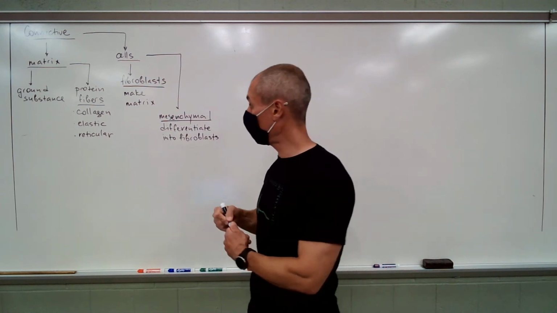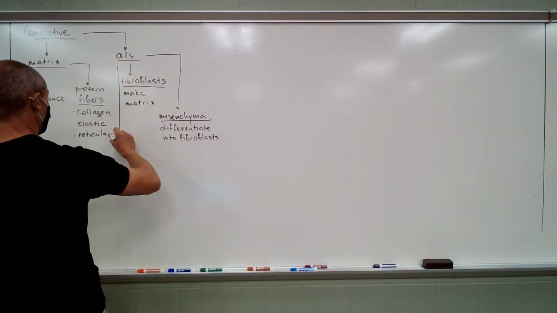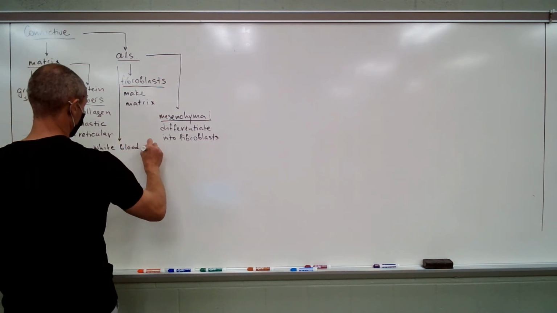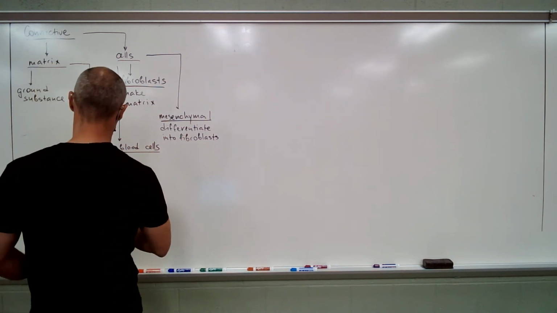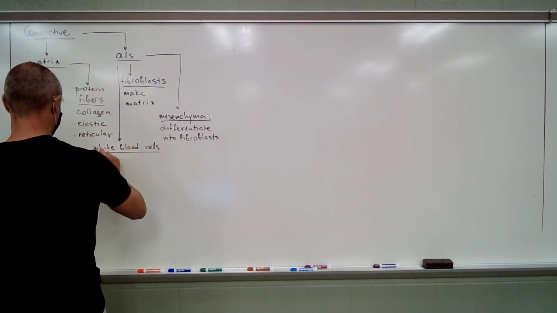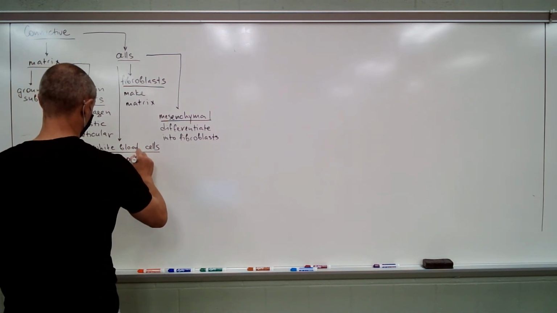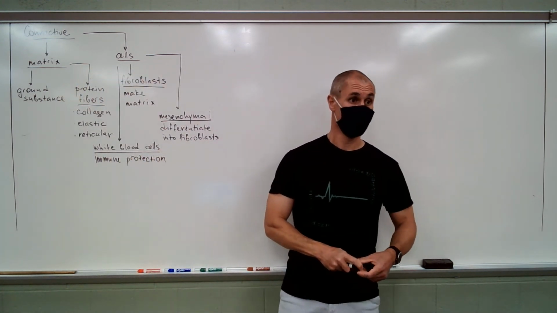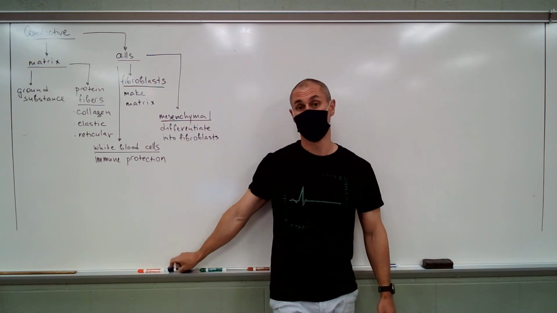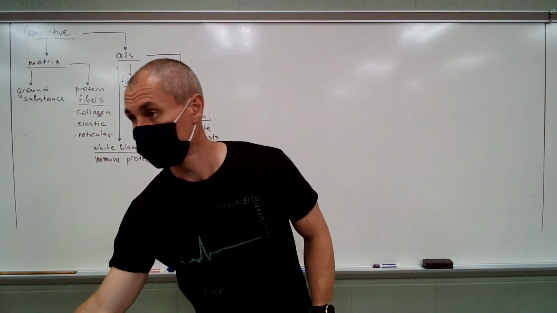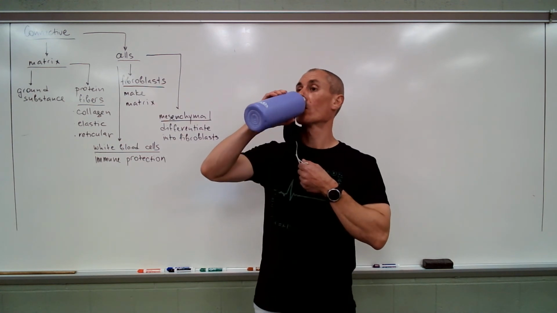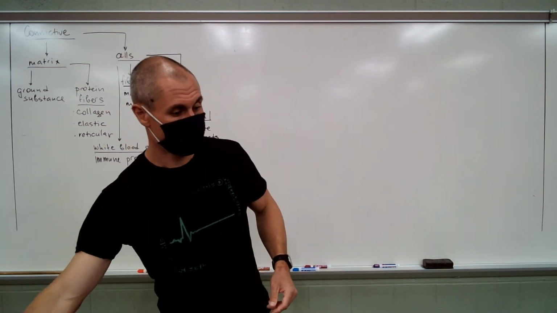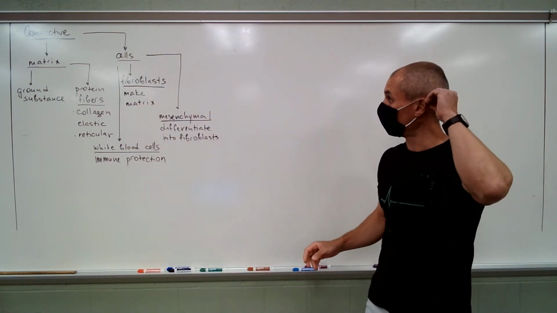Okay. And last but not least, connective tissue is pretty rich with white blood cells. You'd be like, wait a minute, aren't they supposed to be in the blood? Some of them are, some of them are not. Some of them are sticking around in the connective tissue. Does that part make sense? Good? Awesome.